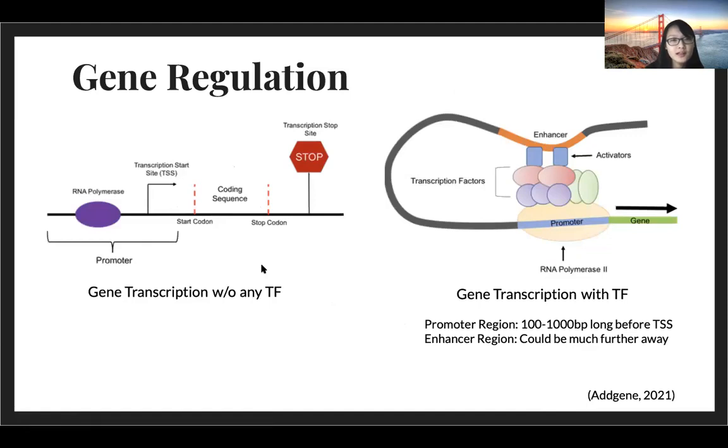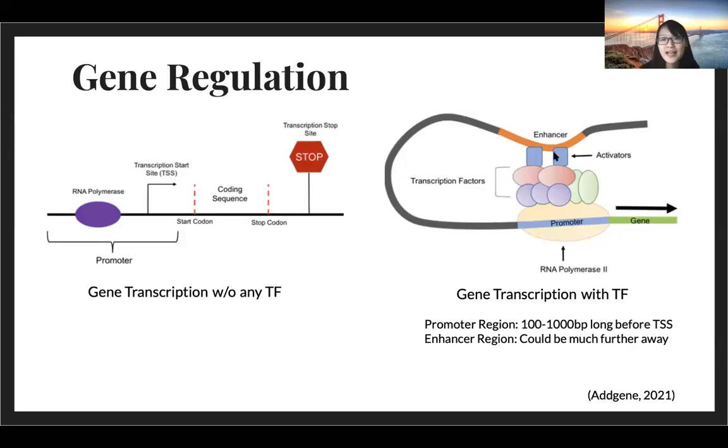So let's first talk about gene regulation model. So on the left, it's a gene transcription without any TF binding. You know, we have our RNA polymerase 2 bind to the promoter region, and then it just starts normal transcription. While when we have a TF binding, it might bind to the promoter region, which might help to recruit RNA polymerase, or it might actually prevent RNA polymerase from binding to the promoter.